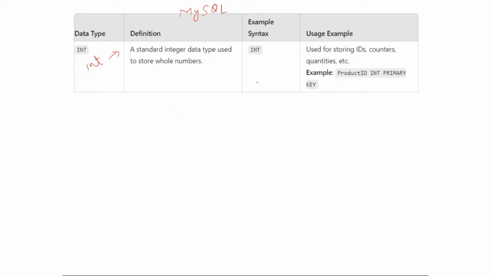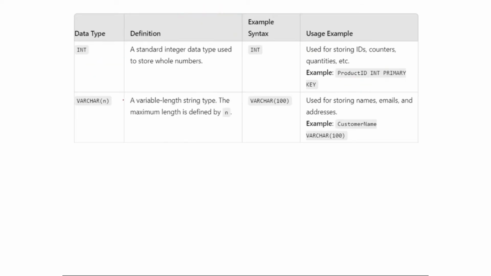So integer is a standard data type used to store whole numbers, as in C, C++, and even Java. What is the meaning of integer? Same thing. For example, if you are creating a product ID or an employee ID, you can take it as an integer. It's very simple. Like all the other procedural languages, you can use this integer data type. Then the second thing is called varchar.